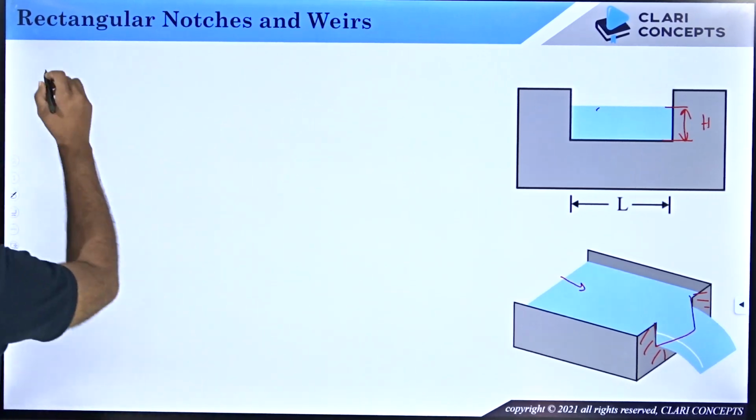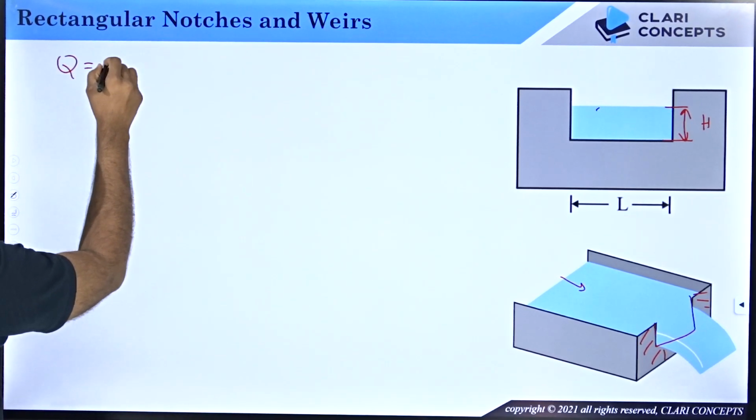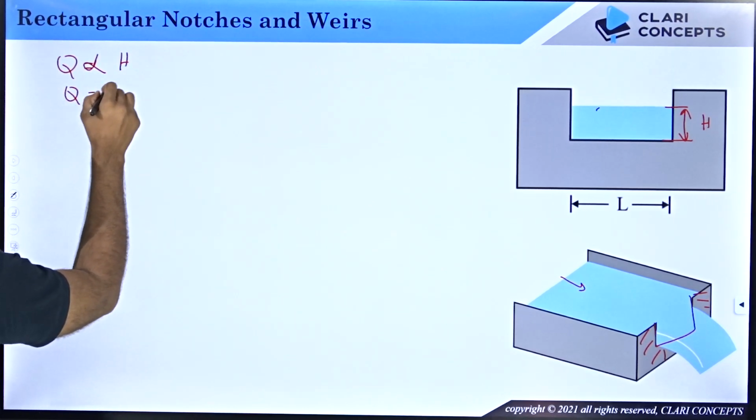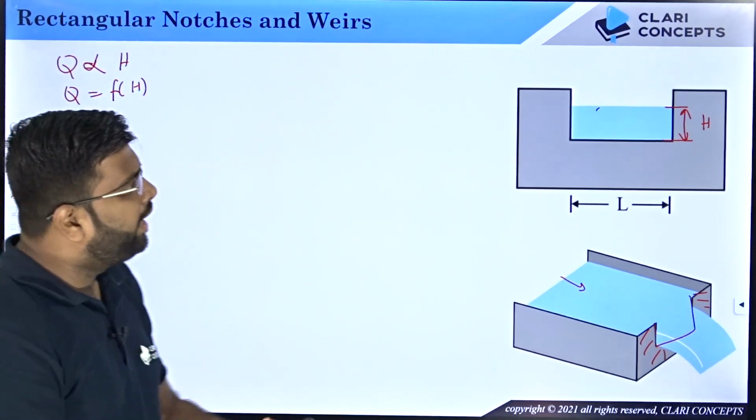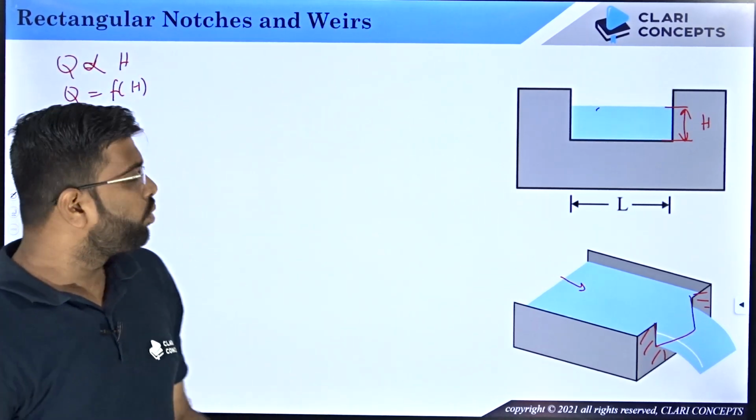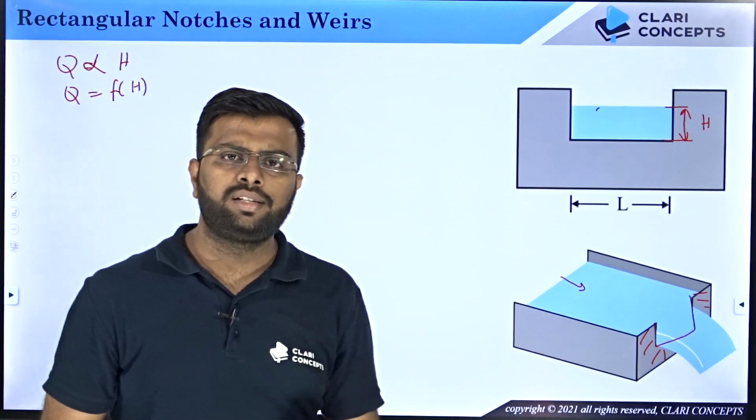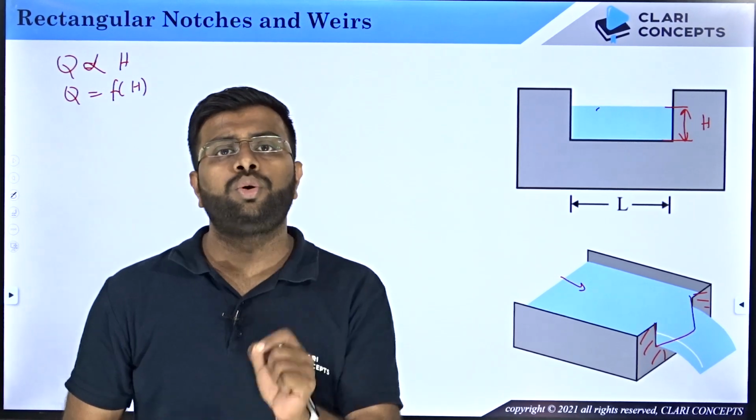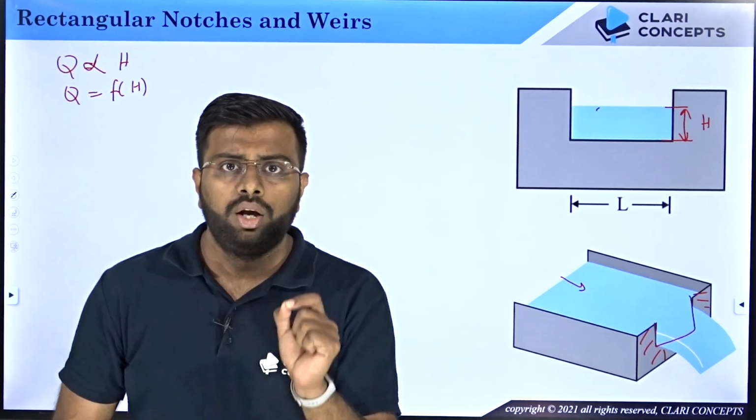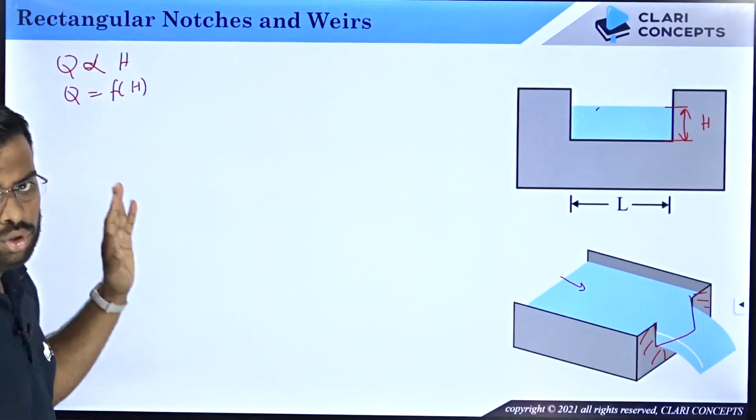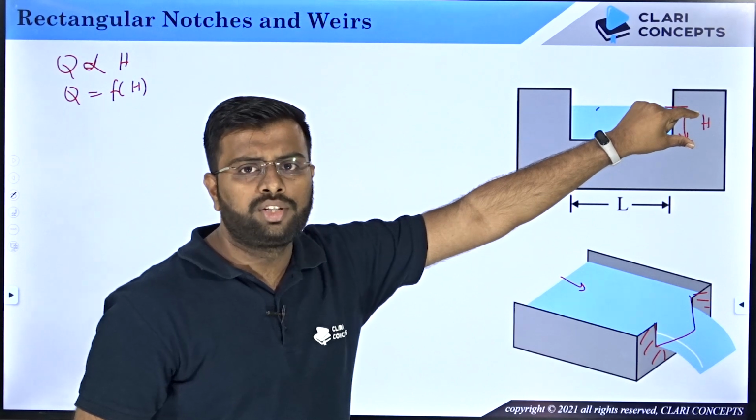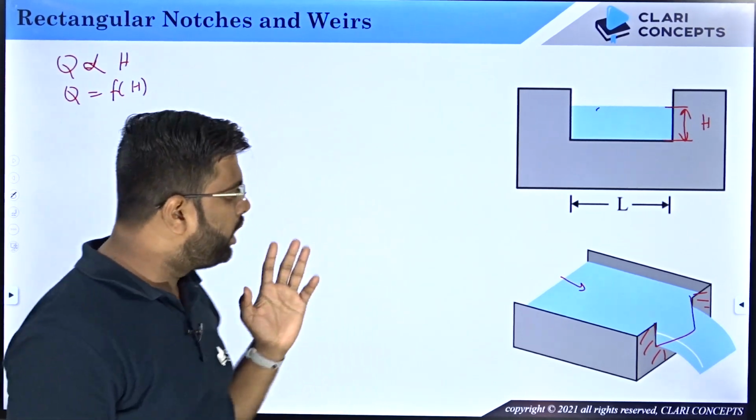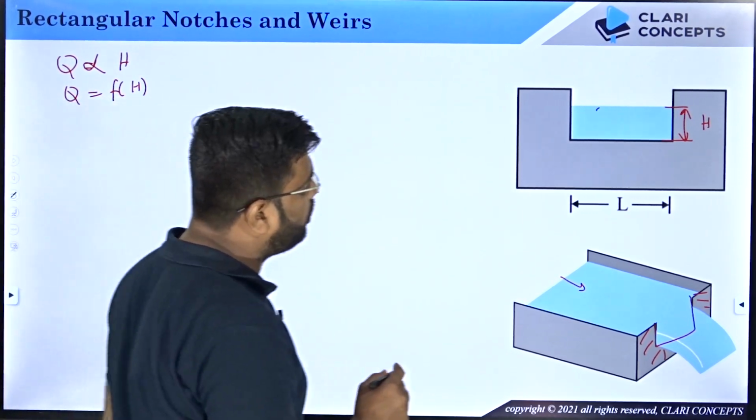That means Q is proportional to H, or rather, Q is some function of capital H. Now, what is this function? By measuring the height, you can easily calculate the flow rate. So today in this lecture, we are going to derive that particular formula, the function on which flow rate depends on height. By just measuring the vertical height or depth of water flowing through the rectangular channel, we can easily measure the flow rate. So let us understand how to derive the formula.